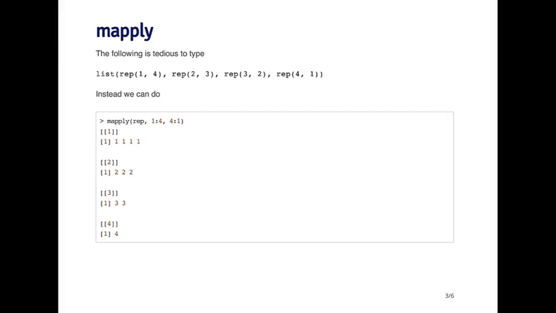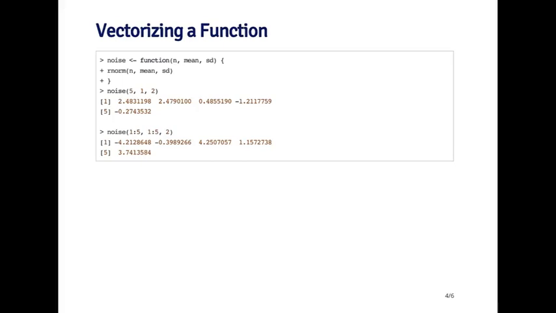So mapply can be used to apply a function to multiple sets of arguments. Here's another very simple function. It just generates some random normal noise, using rnorm. The function has three arguments: the number of observations, the value of the mean, and the value of the standard deviation. If I apply noise with a single set of arguments, 5, 1, and 2, I get 5 random normal variables with mean 1 and standard deviation 2.